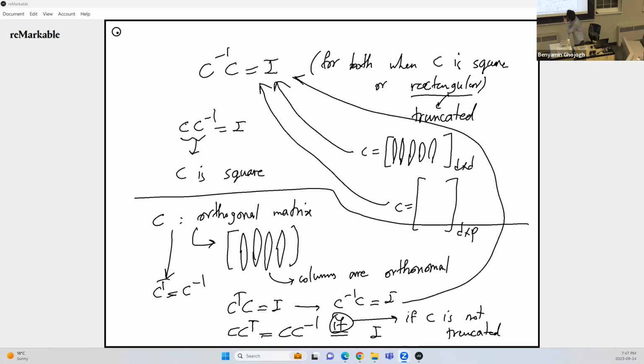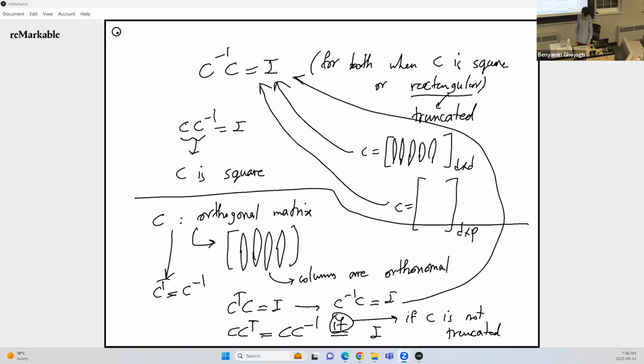C transpose C. First off, if C is an orthogonal matrix, it becomes C inverse C, and we know that C inverse C is identity, no matter what, for all matrices. What about when C is truncated? Here I'm talking about the columns of the matrix. So I said the columns. An orthogonal matrix has orthonormal columns. I didn't say the rows are orthonormal. That's the reason.